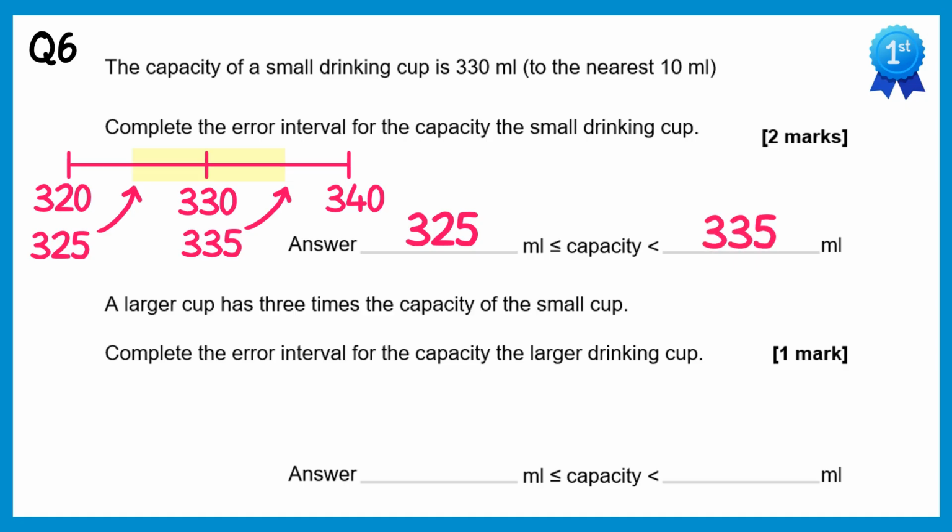For the second part of this question, we have a larger cup and it has 3 times the capacity of the smaller cup. Now you may notice this part's only worth 1 mark, so all we need to do is multiply the previous error interval limit by 3. So we're going to do 325 times 3, which is 975, and 335 times 3, which is 1005.